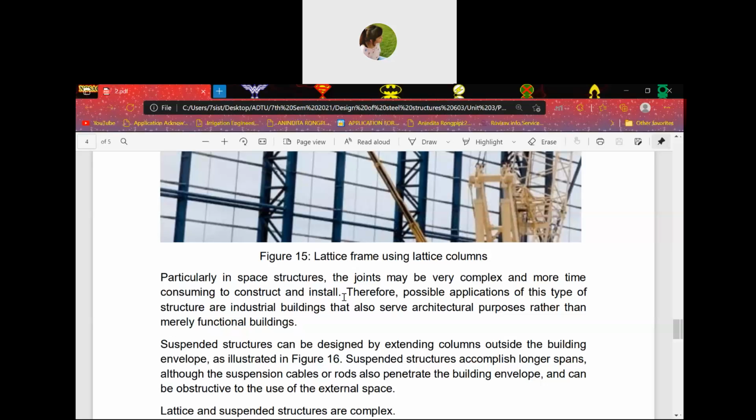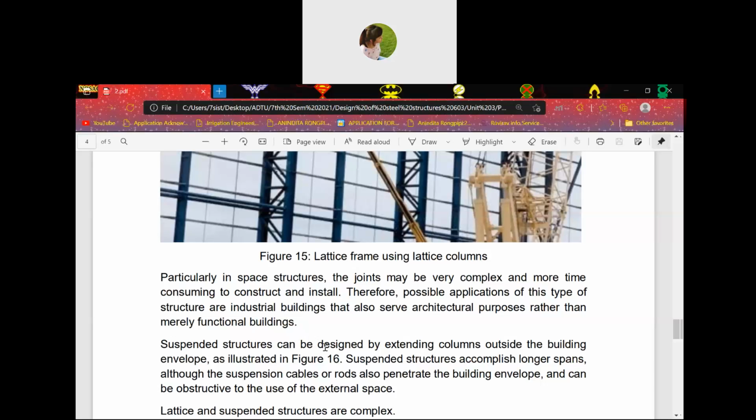So, for structures which have more space, the joints provided therein will be very complex, and it will also be time consuming to construct and install them. Therefore, possible applications of this type of structure are industrial buildings that also serve architectural purposes rather than merely functional buildings. Such space structures are usually applied in industrial buildings and not many other buildings, because in industrial buildings they serve the architectural purpose and not just the functional purpose.